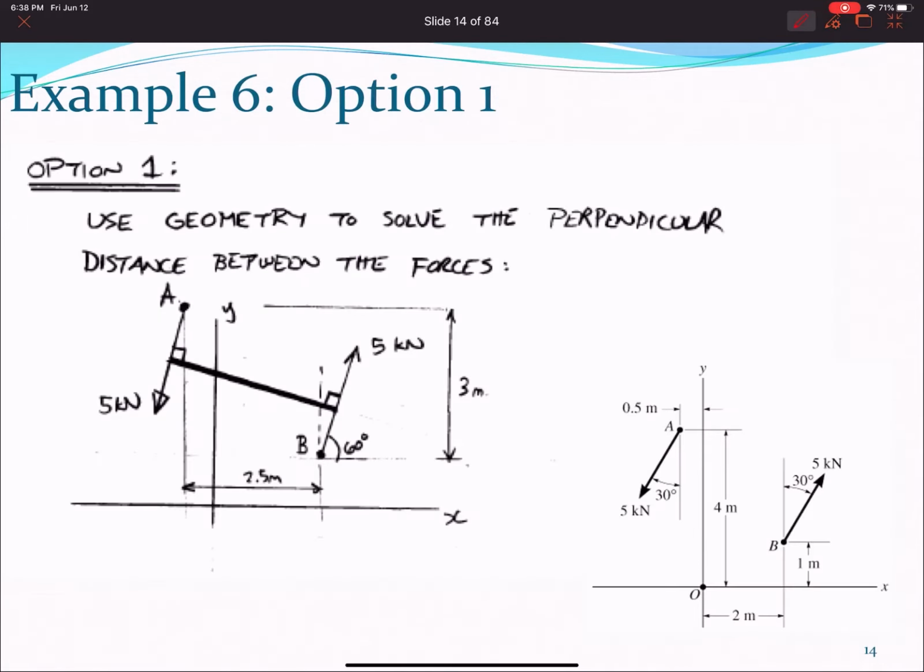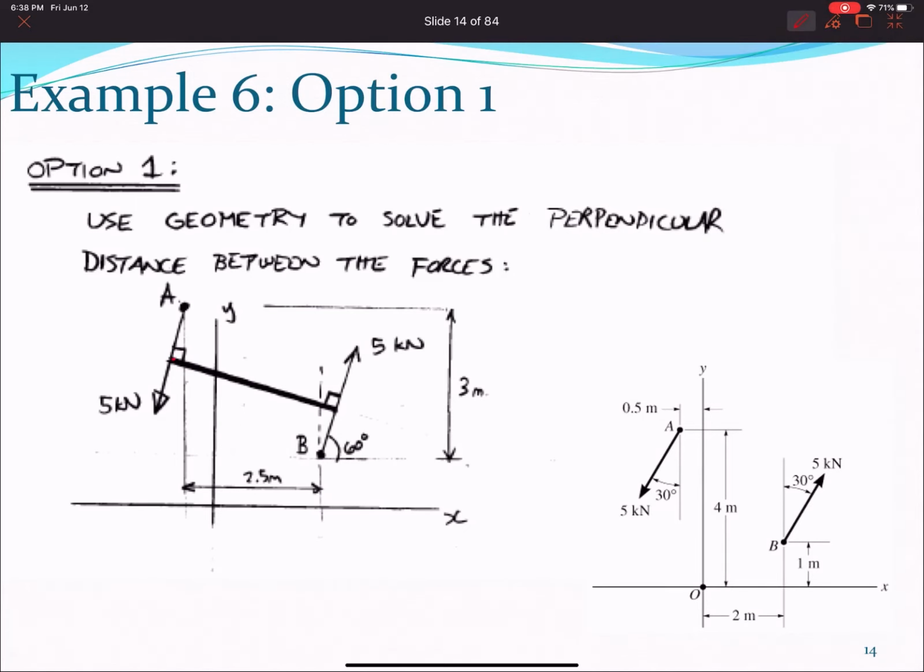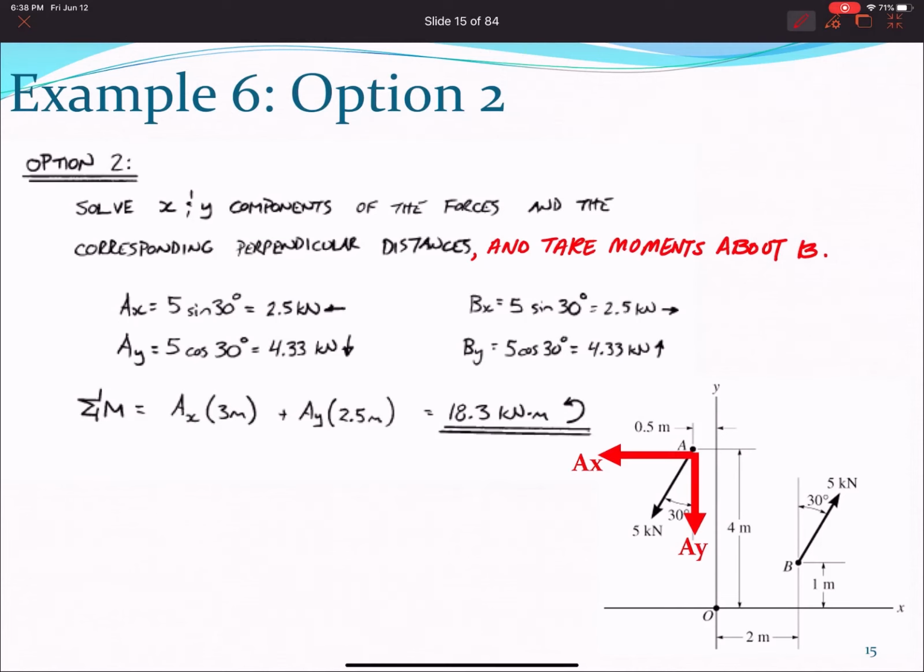So that's something nice. One very quick answer could come if we have the patience to apply trigonometry principles and actually find the distance perpendicular to the two vectors. But it requires a bit of trigonometry and will be a bit time consuming. So another way would be to choose one of these points. We could choose A or B, or we could choose point O to calculate the moments of these forces about.